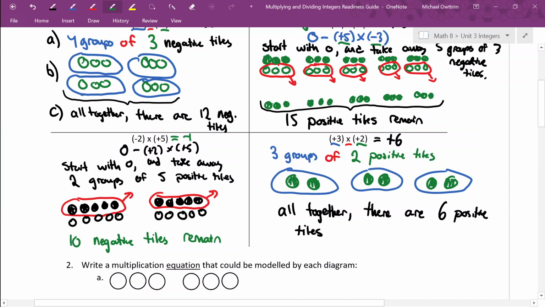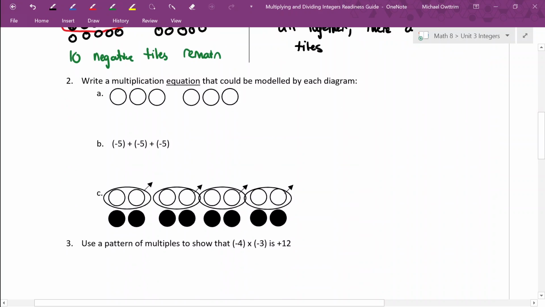And so we'd say our product is negative 10. If we are given a model, we can go ahead and write a multiplication equation. In this case, we have 2 groups, 1 group, 2 groups. So we'd say our first integer is positive 2. And inside each of those groups are 3 negative tiles. So positive 2 times negative 3.